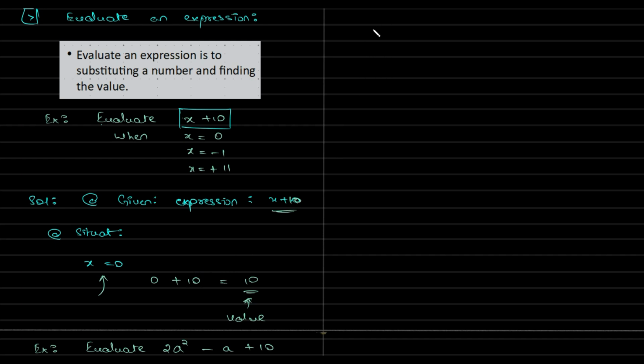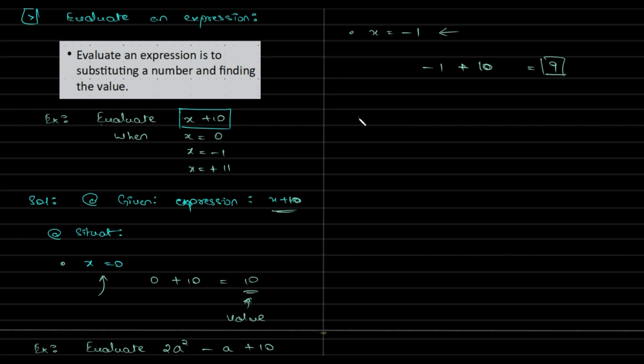Again, we are trying to evaluate when we have x is equal to -1. In place of x, x plus 10 is there now. So all you have to do is replace x with -1. So basically you end up with 9, and that's your value for that particular expression, x plus 10, for this particular situation.